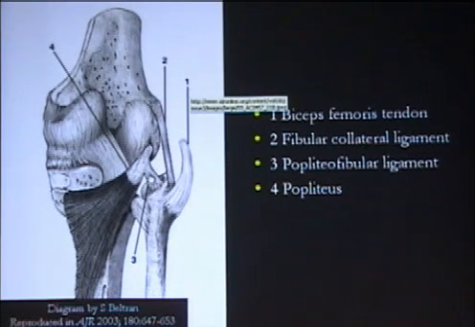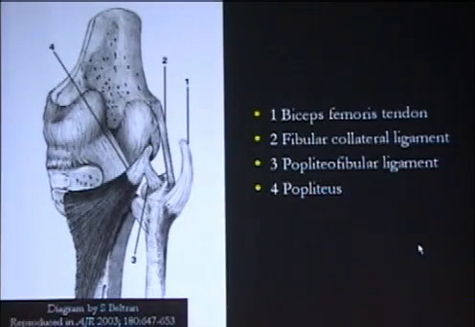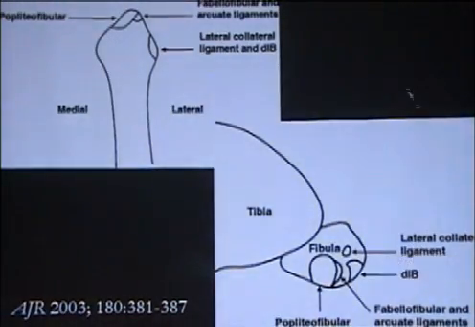Popliteofibular ligament right here, much more medial onto the styloid process. Note that it's coming off, maybe not quite 90 degrees, maybe a little less than 90 degrees. But note that it's coming right off here, right off of the popliteus tendon to insert onto the styloid process of the fibula.